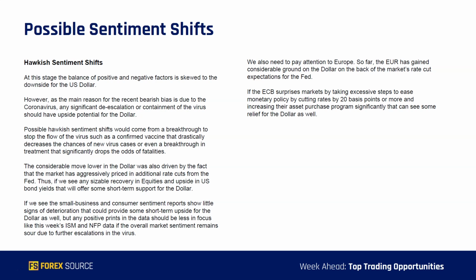But any positive prints in the data should be less in focus this week, like the ISM and NFP data that we had last week, if the overall market sentiment remains sour due to the further escalations on the virus. Now, we also need to pay attention to Europe. So far, the euro has gained considerable ground on the dollar on the back of the market's rate cut expectations for the Fed. And if the ECB surprises markets this week by taking excessive steps to ease monetary policy by cutting rates, let's say by 20 basis points or more, and also increasing their asset purchases program significantly, that can see some relief for the dollar in the short term as well.